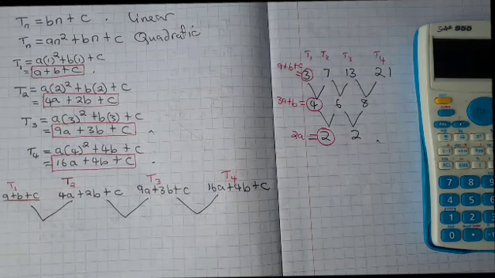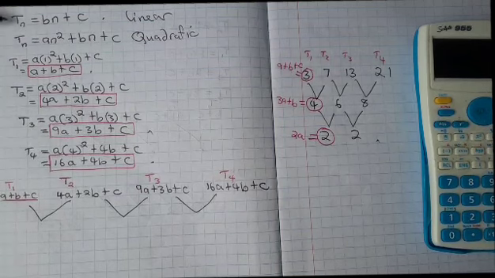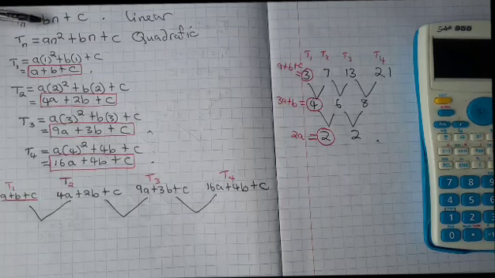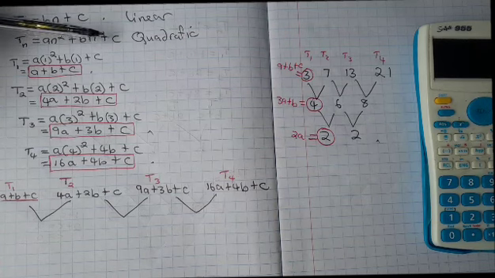We are continuing with our number patterns. In the previous video, we dealt with a linear number pattern with the general term Tn is equal to bn plus c. This is a linear number pattern. And then we go to a quadratic number pattern. Tn is equal to an squared plus bn plus c.